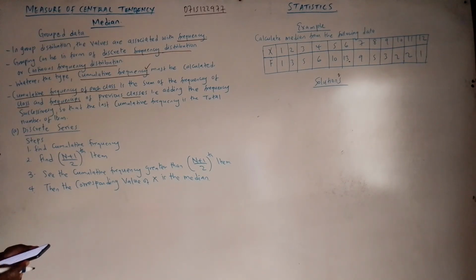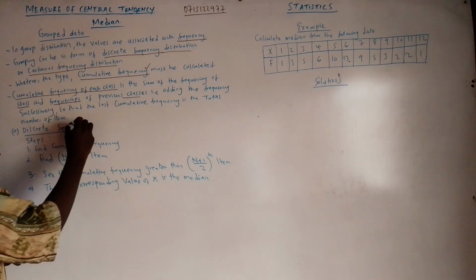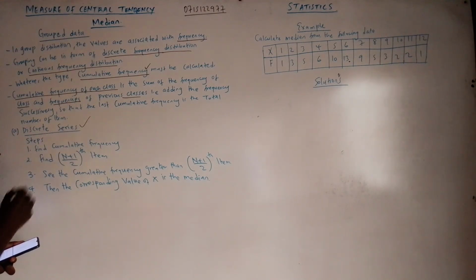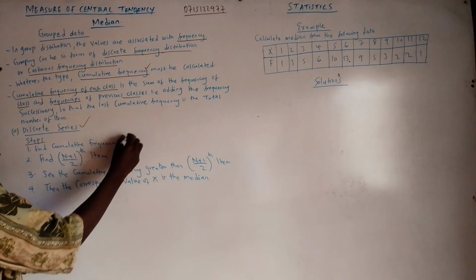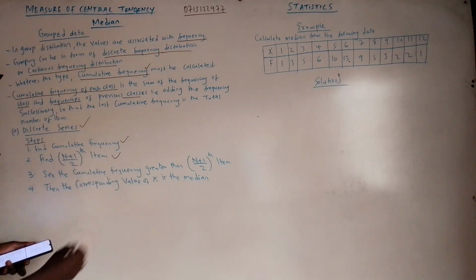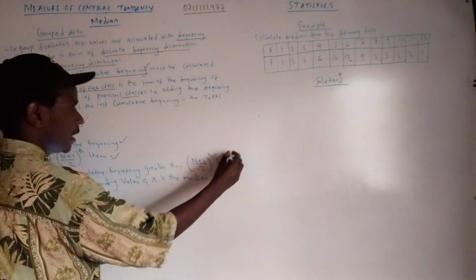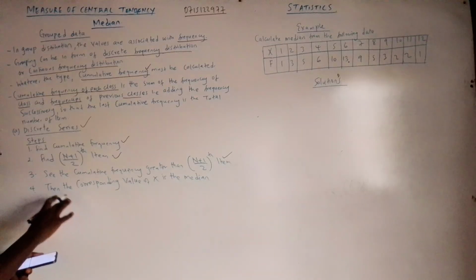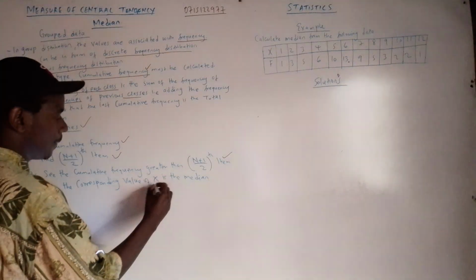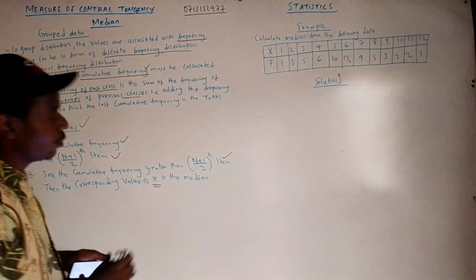Now, for the discrete series, step number 1, when computing the median, we need to find the cumulative frequency. Then we find the (n plus 1) divided by 2 item. Then we see the cumulative frequency that is greater than this item. Then we find the corresponding value of x, which will be our median. So let us see with this example.